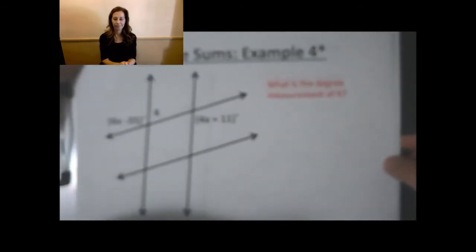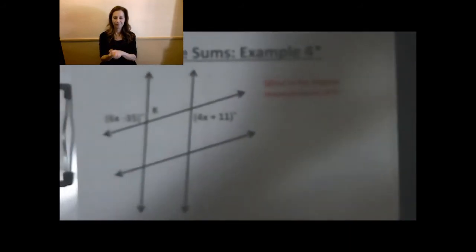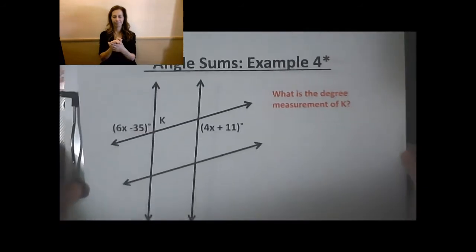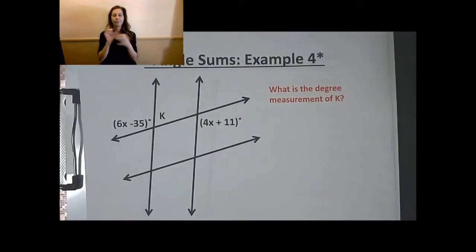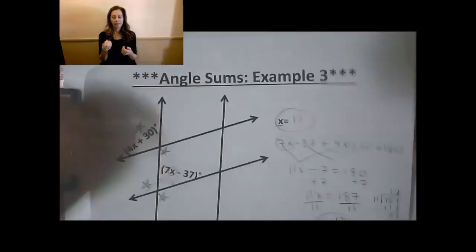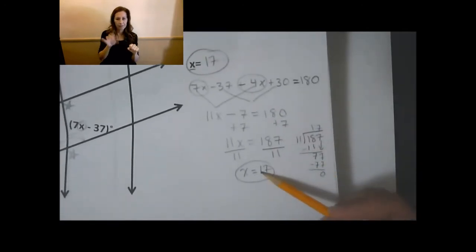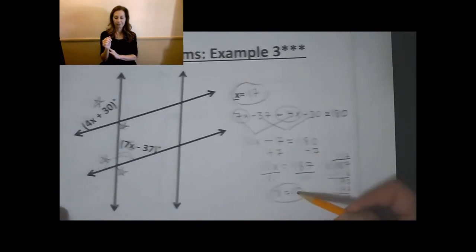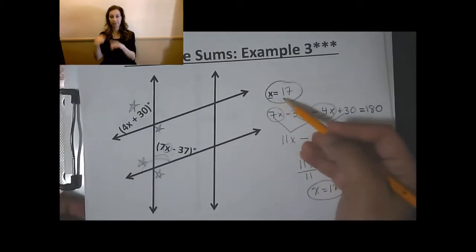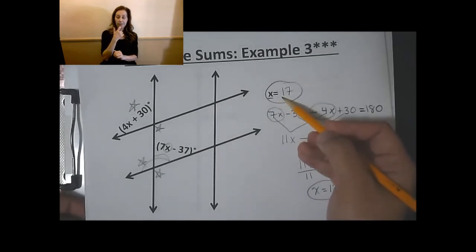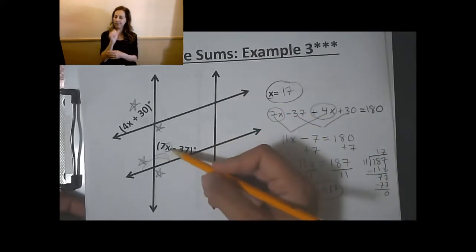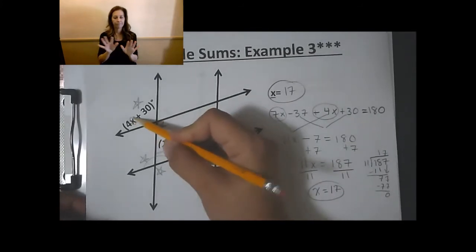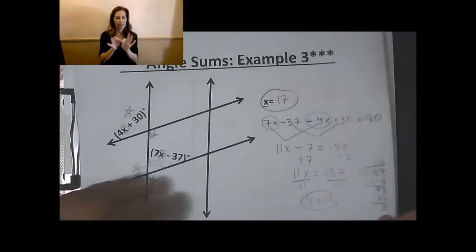Let's look at this one. Let me adjust this because I need to refocus. I'm not sure if it was blurry before too, so hopefully you were able to see this. So x equals 17. I did long division to get 17, and I was saying that it just represents the value of x and not the actual degree measurement. Alright, let's continue.